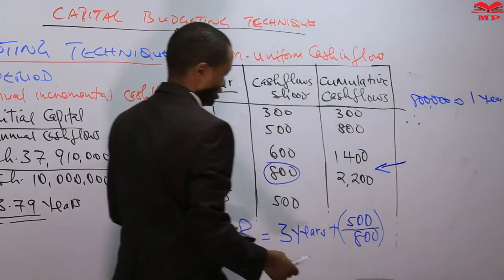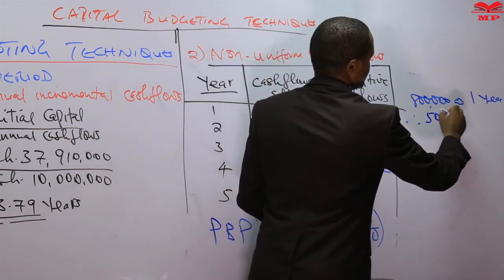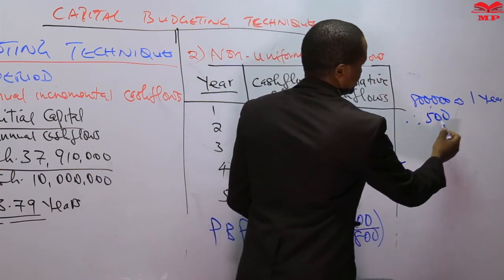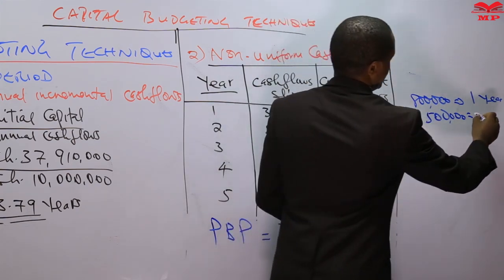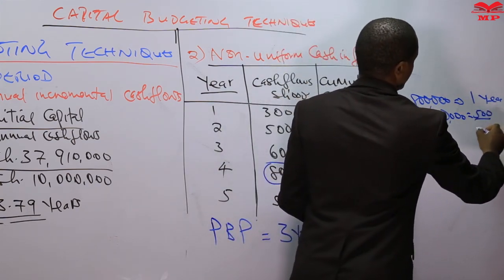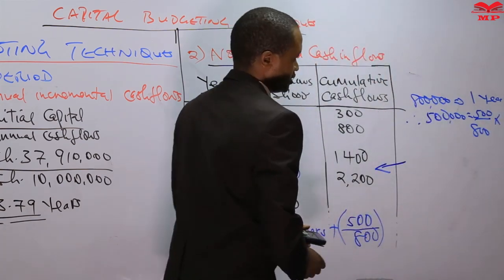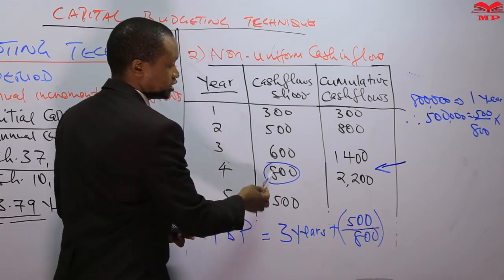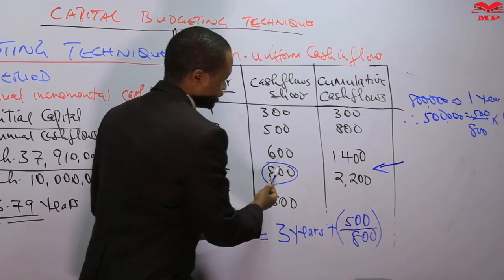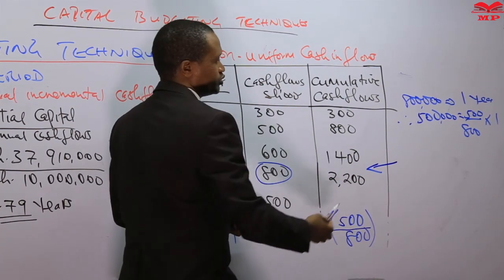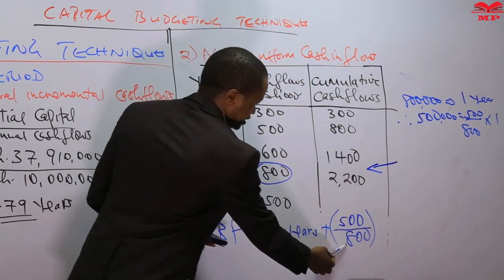Therefore, 500,000 will be how many months or how many years? It will be equal to 500 over 800 times 1. That is the mathematics. This 800 is for the whole year, but you only need a portion of it, a portion of the 500, which will be determined by getting a proportion. Divide 500 by 800.